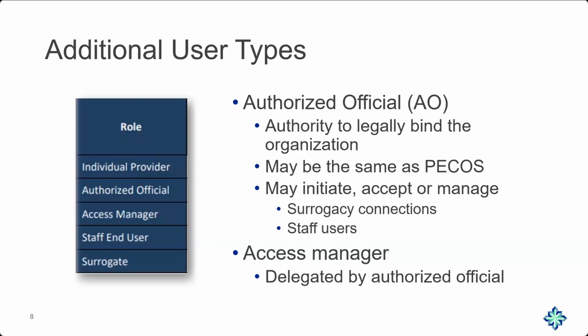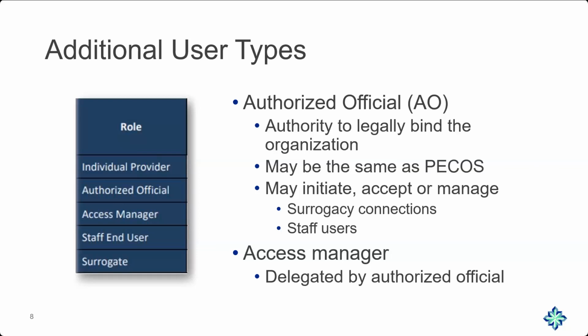With an authorized official, they have quite a bit of power, if you will. They have a lot of things that they can do. They can initiate user ID and passwords. They can also accept and manage access of both staff users, so those would be direct employees of the organization they're the authorized official for, or surrogacy connections. And that's going to be where you have that third party that has that business relationship. So again, a credentialing consultant or a billing agency. Could be a staffing company.